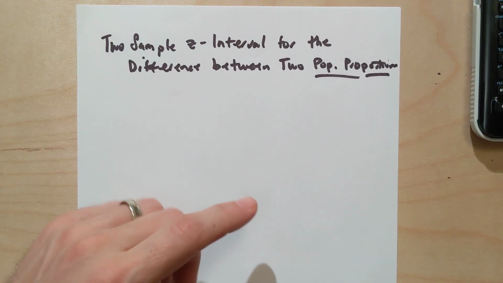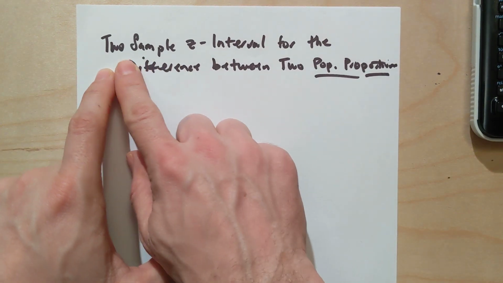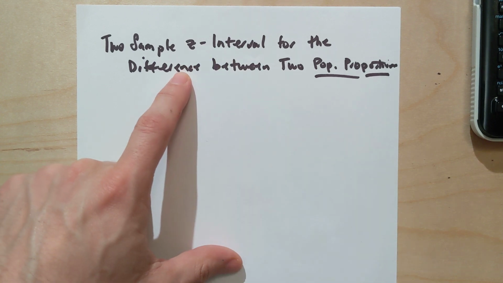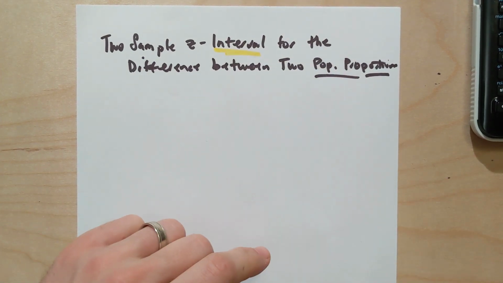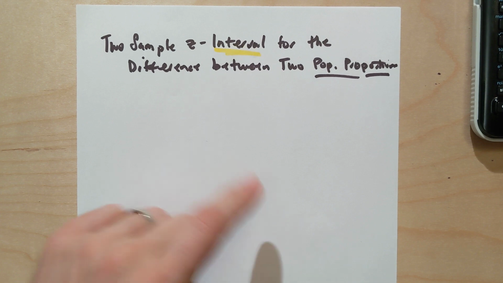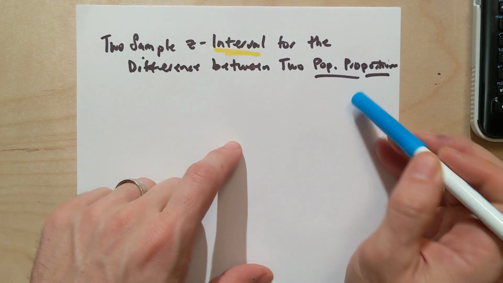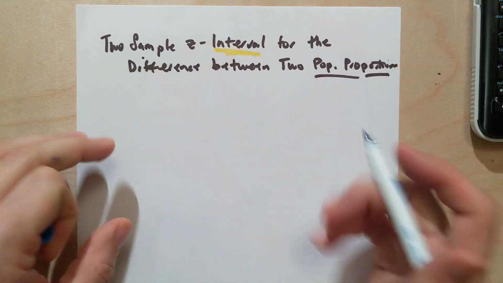Howdy statisticians, here's just another quick follow-up video where now we're going to be looking at a two-sample Z interval for the difference between two proportions. Now we're going to be making an interval for making an estimate about the difference between the population proportions we find in two populations.